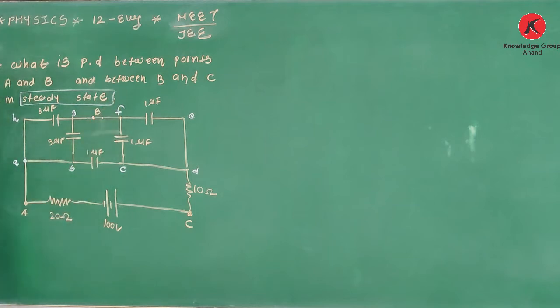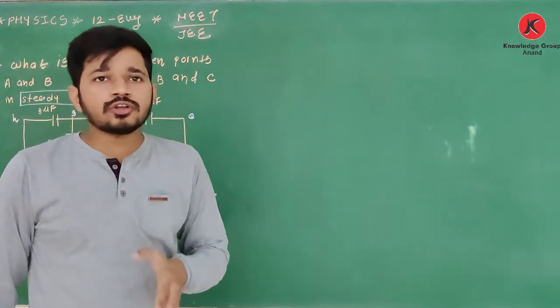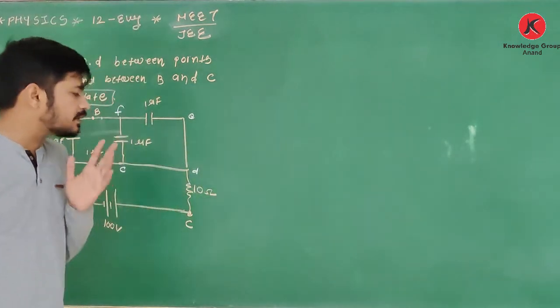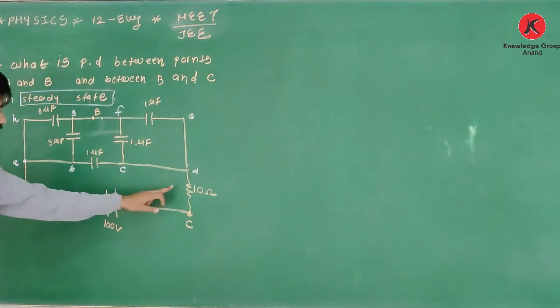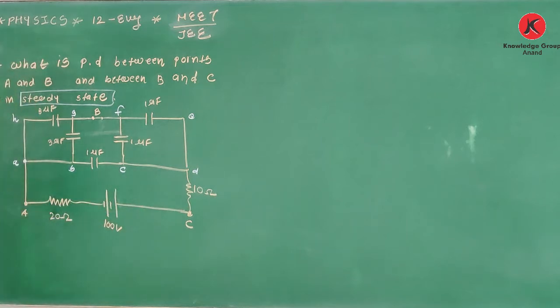And yes, we have discussed in RC circuits, in steady state, when capacitors are fully charged, no voltage appears across the ends of a resistor. So the potential difference between the ends of these two resistors is 0, which means we can ignore these two resistors.